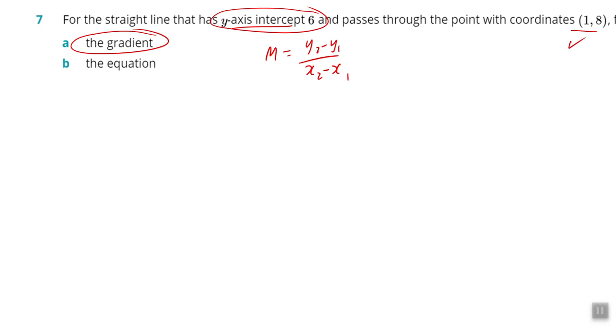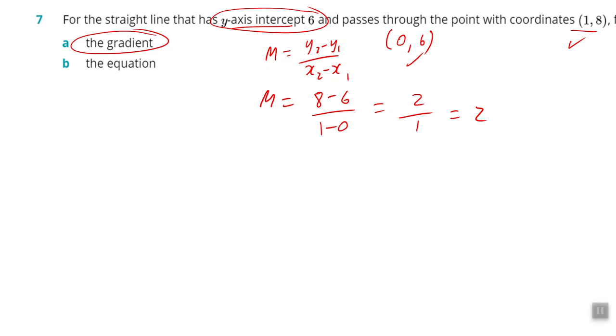Well, we can use the y-intercept. What does y-intercept mean in terms of coordinates? Well, y-intercept means whenever x is 0, y is 6. Since we have two coordinates, we can use the formula to work out the gradient. So we'll go (8 - 6) divided by (1 - 0). 8 minus 6 is 2, over 1, which is just 2.